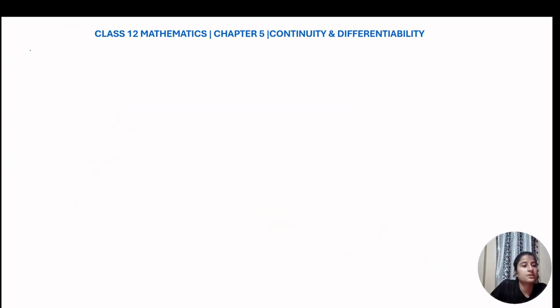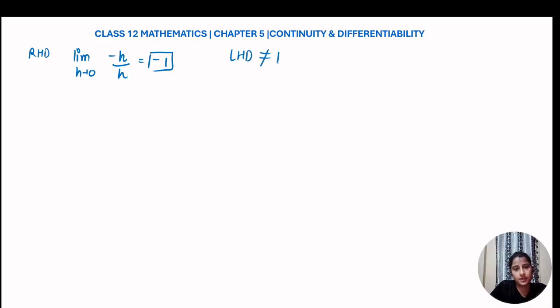Continuing with the right hand derivative, this becomes the limit of h tends to 0 of minus h by h, and this is nothing but minus 1. So as you can see, our right hand derivative is not equal to our left hand derivative. This implies not differentiable at x equals 1. So that's done. That's all we have to do.